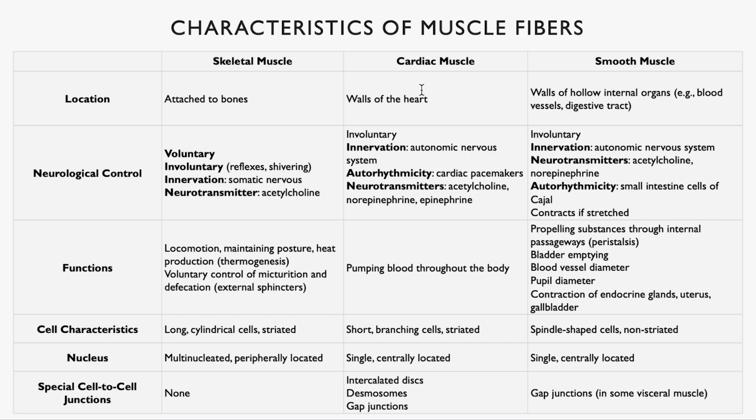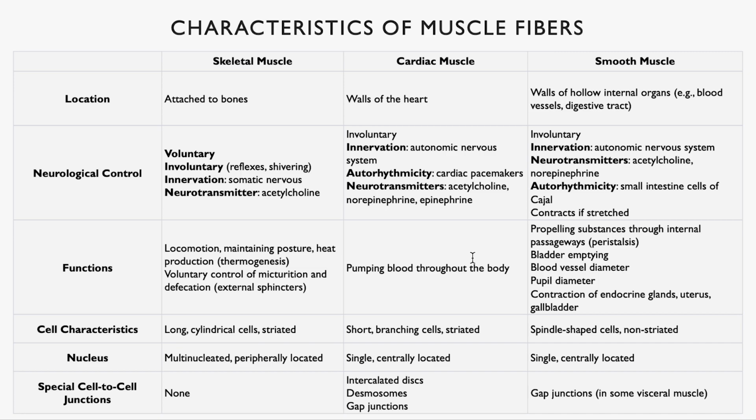the heart. Okay, this is an involuntary muscle. We don't decide anything about it. This is innervated by the autonomic nervous system, responds to acetylcholine, norepinephrine, and also epinephrine from the adrenal medulla. And it also has autorhythmic cells, pacemaker cells, that define the rhythm of the heart. Okay, the function is pumping the blood. This allows the heart to work as a pump, generating a pressure so the blood can circulate throughout the body.